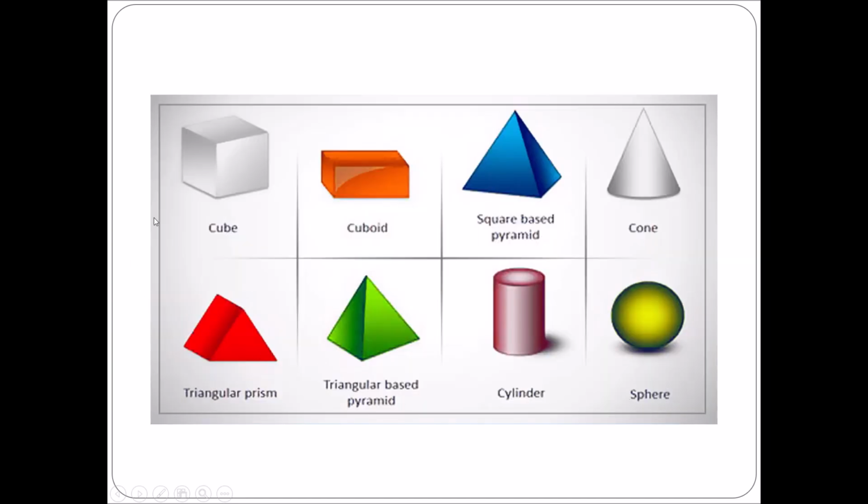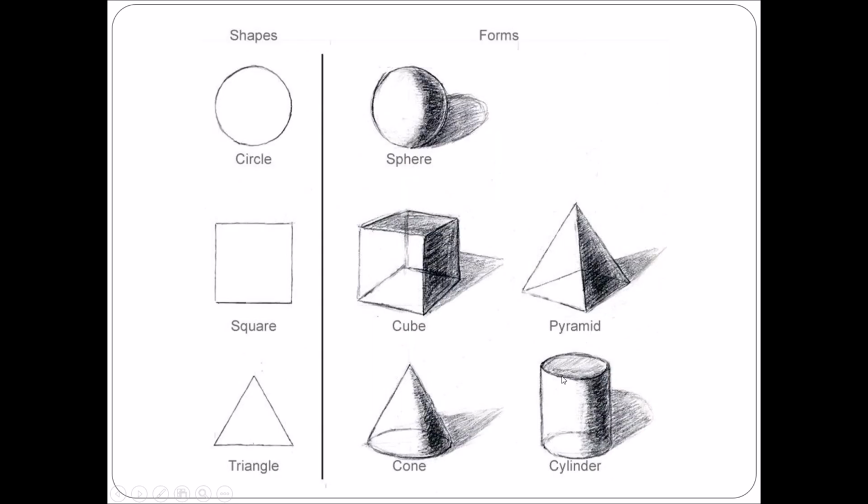And then we have forms. Examples of form are cube, cuboid, square base pyramid, cone, triangle prism, triangular base pyramid, cylinder, and sphere. So this one is another illustration image of the difference between shapes and form. So shape is two-dimensional and form is three-dimensional.